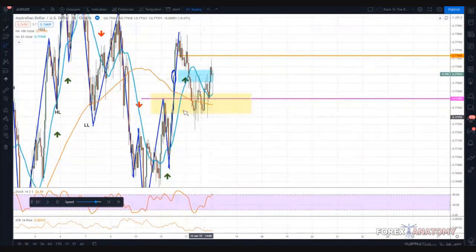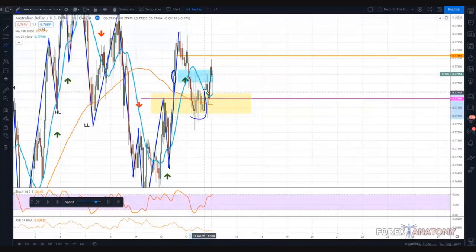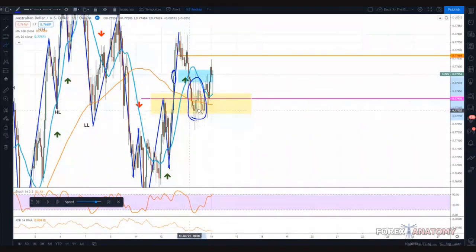Now, during this whole phase right here, why would we not have entered this trade right in this area right here? Let me ask you guys this question. Why would we have held out a little bit? Like in this area, we would not have entered a buy. Why is that?